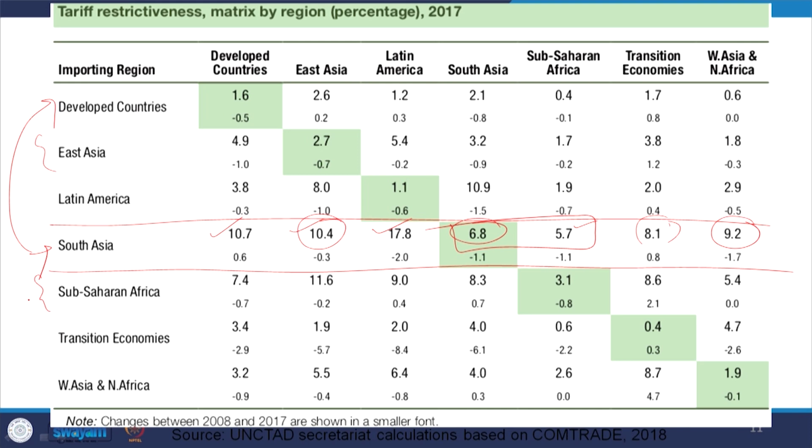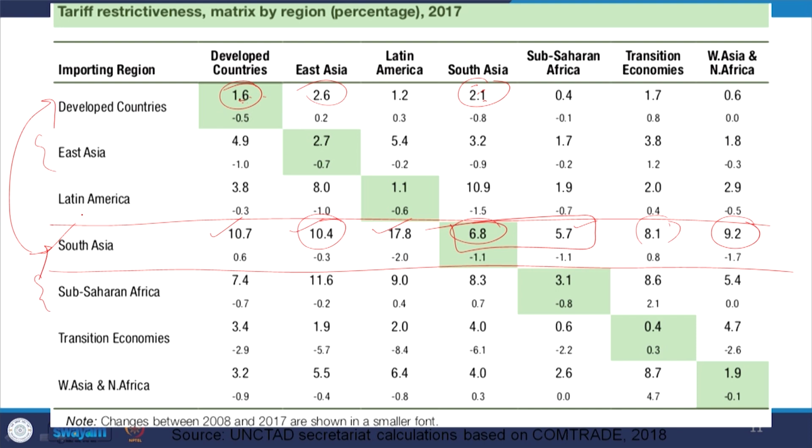Now, how the developed countries actually react, retaliate, it is not the figure mentioned here, but how they practice. It is visible from here that they impose only 1.6% among the OECD countries or the developed countries, whereas this is a little higher among East Asian countries, even higher than that of the developed and the South Asian countries. These rates are much lower than that of the South Asian restrictiveness.